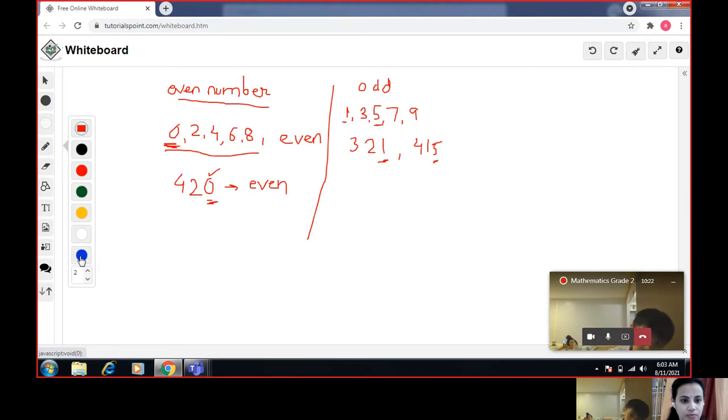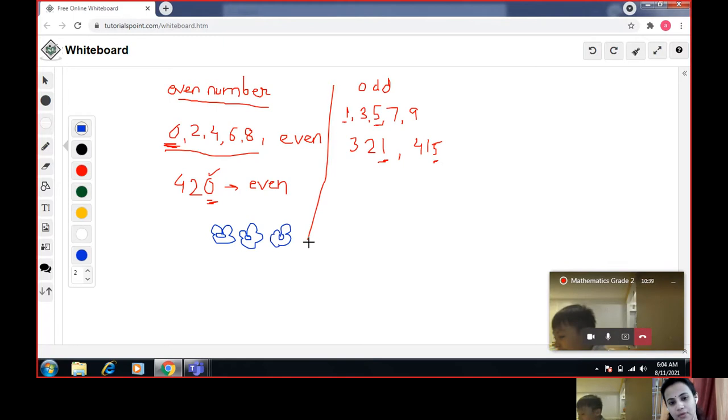So now make the pair. Suppose there is 1 flower, 2 flowers, 3 flowers, 4 flowers, 5, 6. Now you have to make them pair. How will you make the pair? There are 6 flowers and you have to make them in pairs. So how will you make the pair?